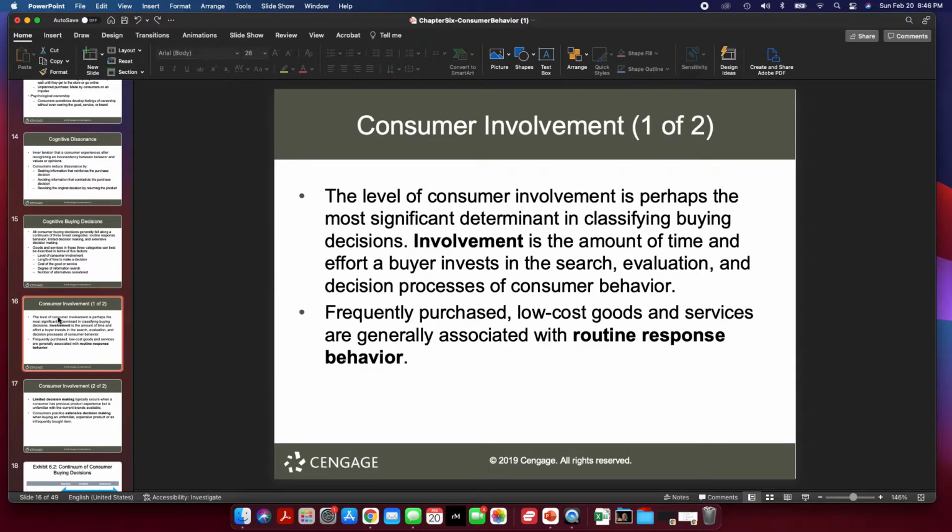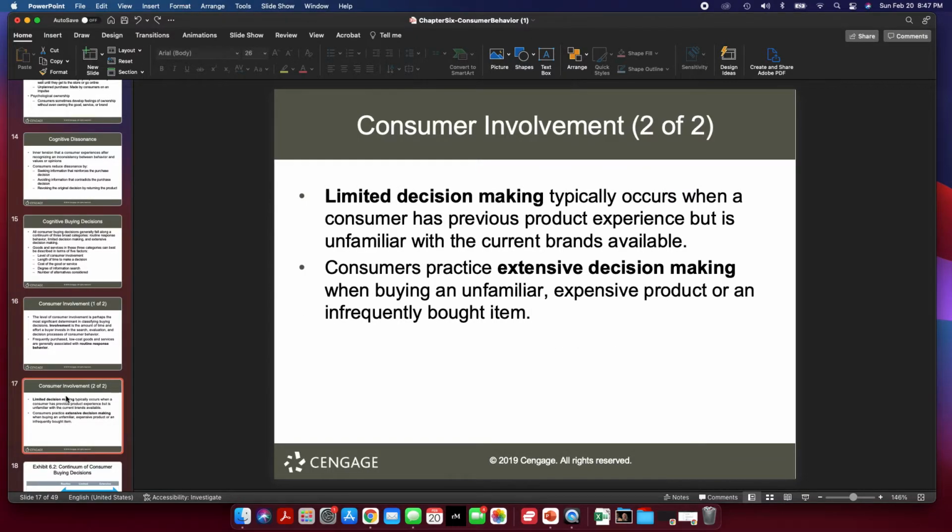The level of consumer involvement is perhaps the most significant determinant in classifying buying decisions. If the buyer invests a lot of time and effort in search, it usually means it is an extensive decision-making process, right? Because of the involvement. Think about a car purchase. However, frequently purchased low-cost goods fall in line with the routine response. So think about cost as one factor. Think about time involved to research, right? That is another good way to help classify those decision-making processes.